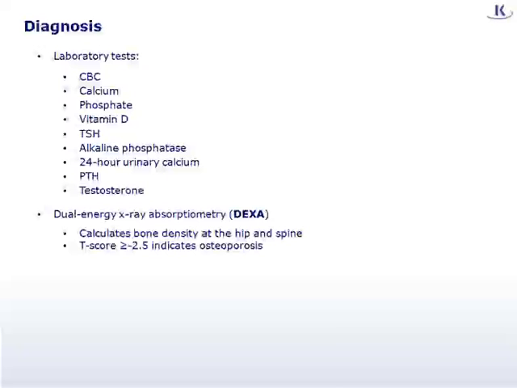All of these tests are usually normal in primary forms of osteoporosis and are done in order to rule out possible underlying etiologies. The diagnosis of osteoporosis is established by performing a dual energy X-ray absorptiometry, or DEXA. This study is used to calculate bone density at the hip and spine, which are at the highest risk of fracture. DEXA scan results are reported as a T-score. A T-score greater or equal to 2.5 standard deviations below the mean indicates osteoporosis.